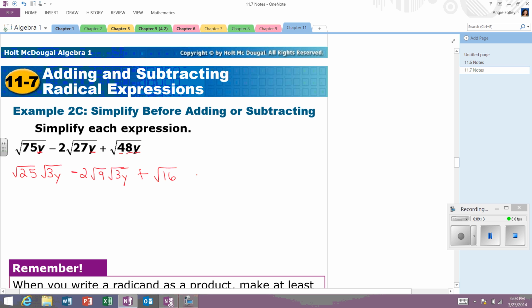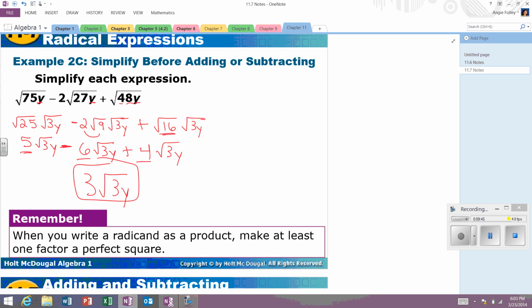I know 16 goes into 48 3 times. So now I have the square root of 25, so I have 5 radical 3y, minus the square root of 9 is 3, but I have to multiply it by this 2, which makes 6. Then I have the square root of 16 is 4 with the radical 3y next to it. So I've got 5 minus 6 plus 4. If I combine all those, I get 3 radical 3y.